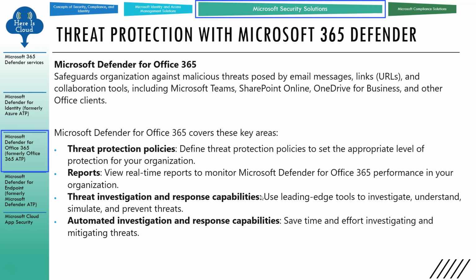So next area is Microsoft Defender for Office 365. It safeguards the organization against malicious threats posed by email messages, links, and collaboration tools such as Microsoft Teams, SharePoint, OneDrive for Business, and other Office clients. It covers the following areas: threat protection policies. It defines threat protection policy to set the appropriate level of protection for your organization. It provides real-time reports to monitor Microsoft Defender for Office performance in your organization. Threat investigation and response capabilities use leading-edge tools to investigate, understand, simulate and prevent threats. Automated investigation and response capability saves time and effort investigating and mitigating threats.